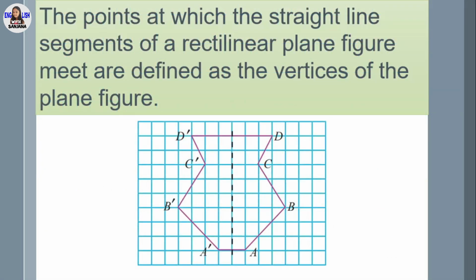The points at which the straight line segments of a rectilinear plane figure meet are defined as the vertices of the plane figure. Here there is a straight line segment from this point to that point. And also we have another one. When these two straight lines connect to each other, then this is the point. So we call it, and this one also, the point, and we call them vertices.